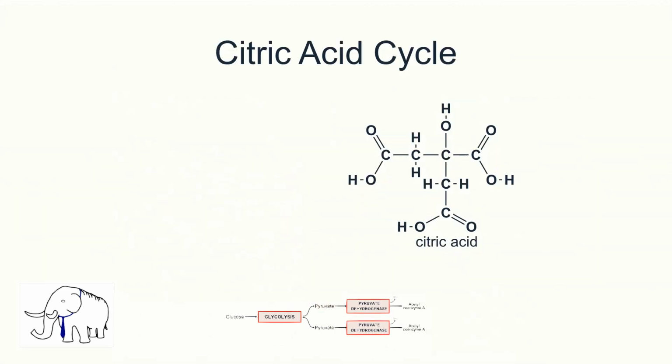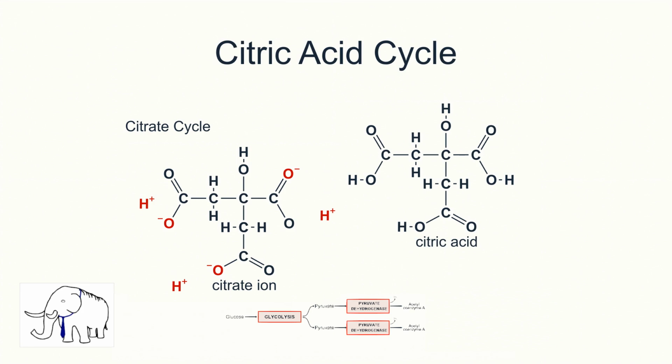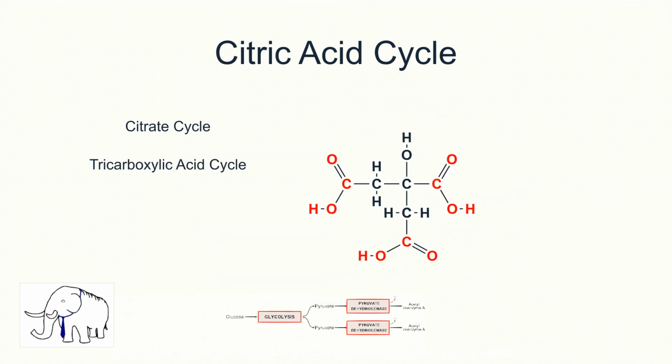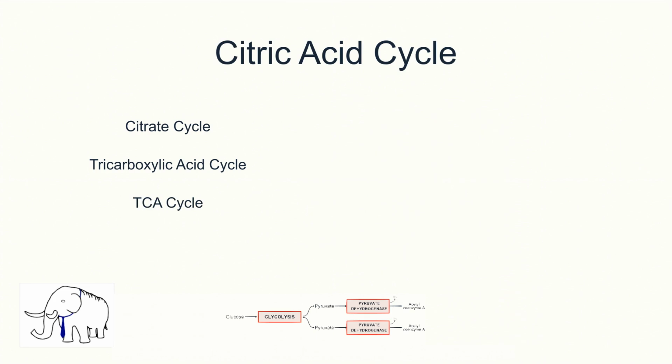Next is the citric acid cycle, and probably the best thing about the citric acid cycle is how very many names it has. You can call it the citric acid cycle, or you can call it the citrate cycle, since at physiological pH what we actually have is the citrate ion, not the citric acid molecule. Or you can call it the tricarboxylic acid cycle, which makes sense when we look at the structure of citric acid here in a little while because it has 3 carboxylic acid groups. Or you can call it the TCA cycle when you don't want to have to spell out tricarboxylic acid and make sure you've spelled it right.